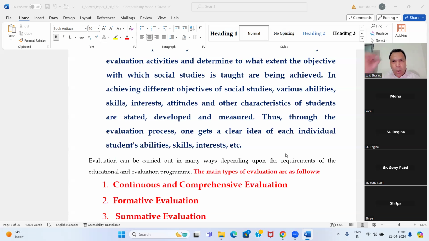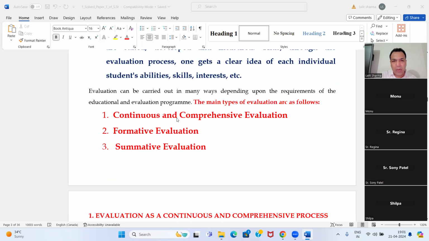Okay. The best teacher always knows the subject first. Subject means student. The best teacher always has knowledge of his pupil. Okay. If he or she is teaching 30 students, he has in mind the mental level of the 30 students. Okay. Right? If he or she has gone through any teaching methodology course. Okay, guys. Thus, through the evaluation process, one gets a clear idea of each individual student's ability, skills, and interests, etc. Okay. अब ये देखो, ये मेन टाइप्स होती हैं इवैल्यूएशंस की.